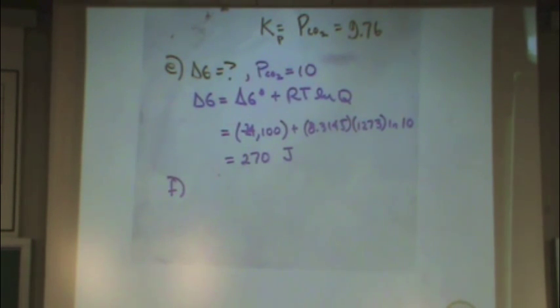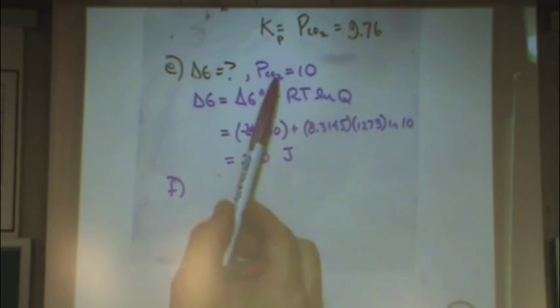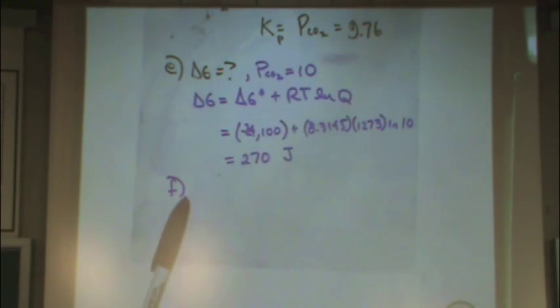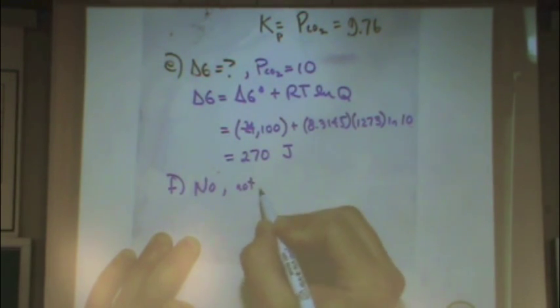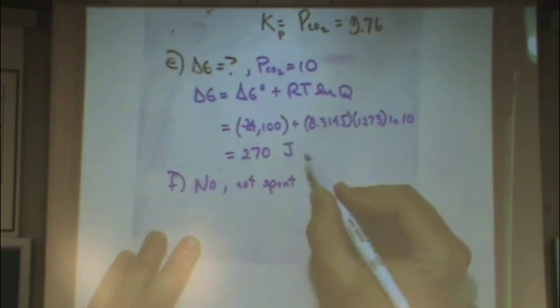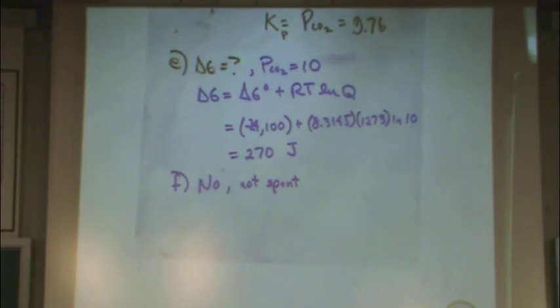Part F. Is this reaction at partial pressure of 10 spontaneous? No. Why not? Because the delta G is positive. So did you notice that delta G standard can be negative, but delta G can be positive? That's okay. So at not standard state, it's not spontaneous. I think there's another part. We'll skip the last part.